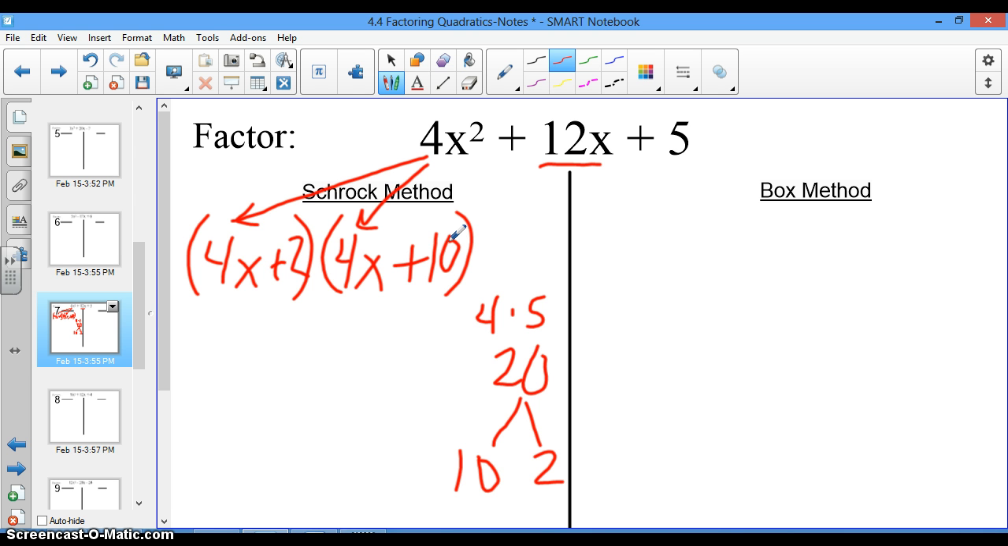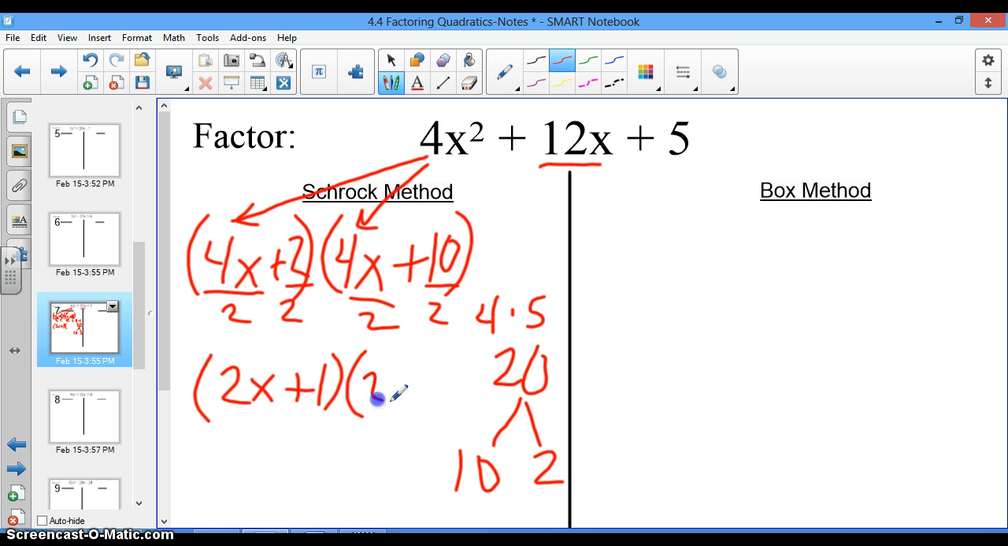Now, last step, I need to see if I can simplify each parenthesis. Well, 4x and 2 are both divisible by 2. So 4x divided by 2 is 2x. 2 divided by 2 is 1. 4x and 10 are also both divisible by 2. So 2x plus 5. There's our factorization of it.